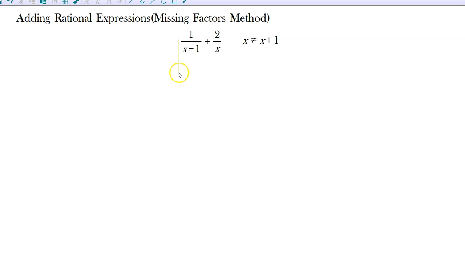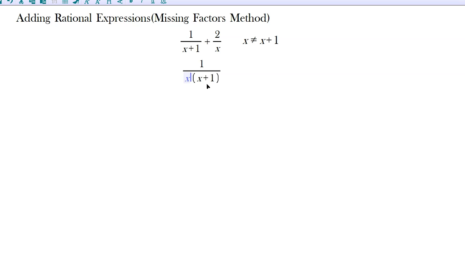So what we can do is observe the following. What is missing in x plus 1? Now you have to really understand that x plus 1 is to be treated as one expression. So what is missing in x plus 1 relative to x? It's x. In other words, what you can do is you can say 1 over x and then x plus 1. So in other words, here I've put an x in the bottom.